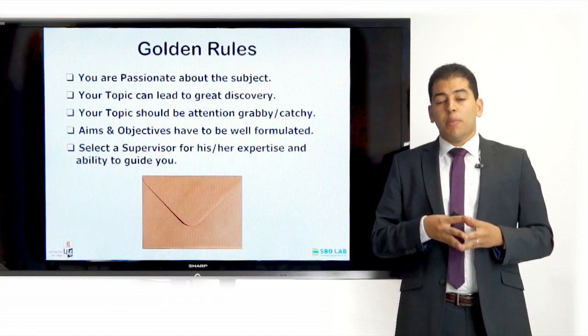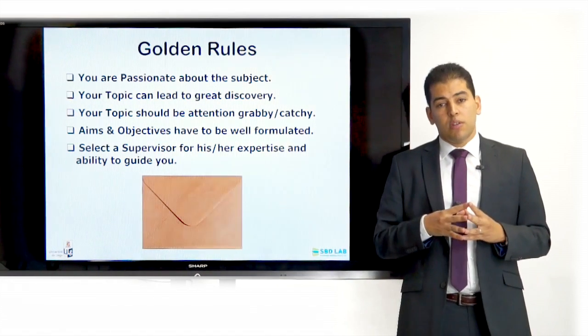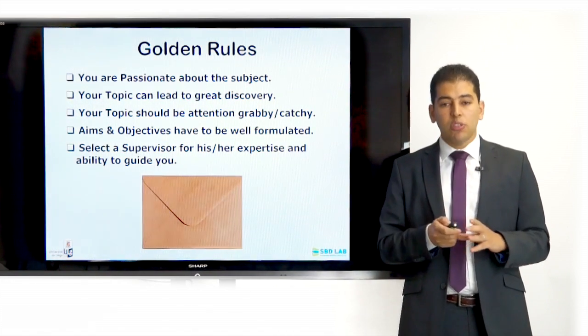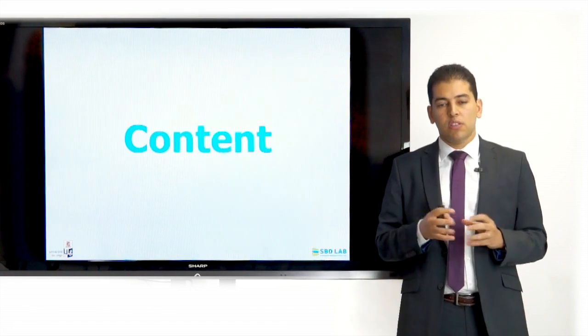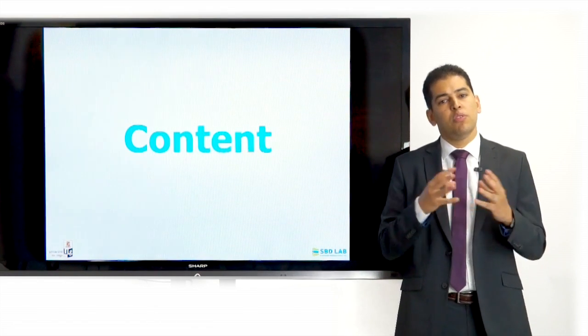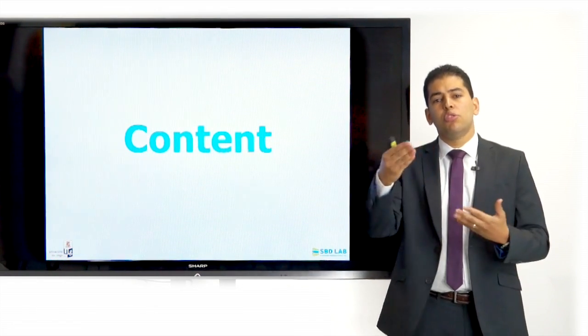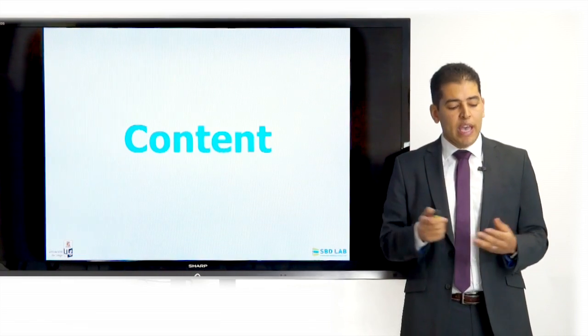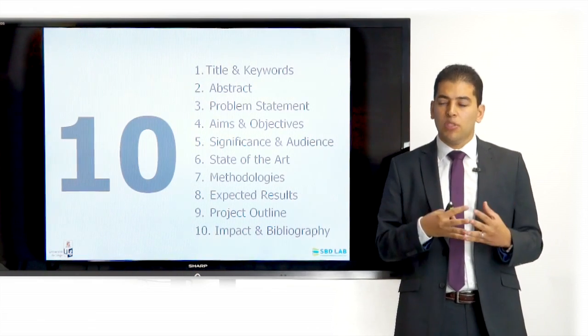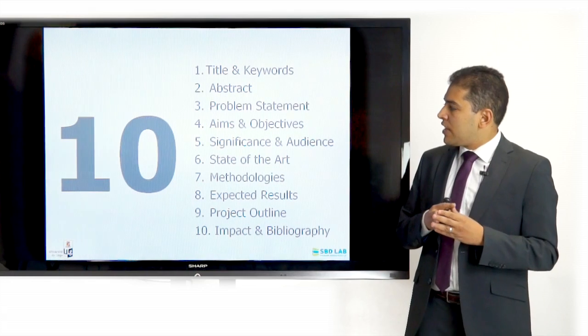Now, after describing what a research proposal is and how to do it, I will start to talk about the content. The content is very important. Many people don't know how to write a proposal, what should be the order of the information. And here are 10 major elements you should focus on in writing a research proposal.